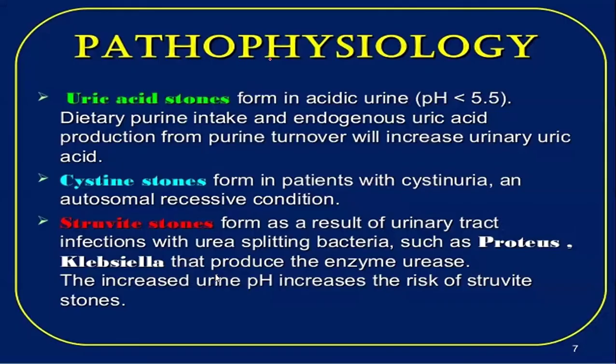So how do you develop uric acid stone? Uric acid stones form in acidic urine, with a pH of less than 5.5. Dietary purine intake and endogenous uric acid production from purine turnover will increase uric acid.